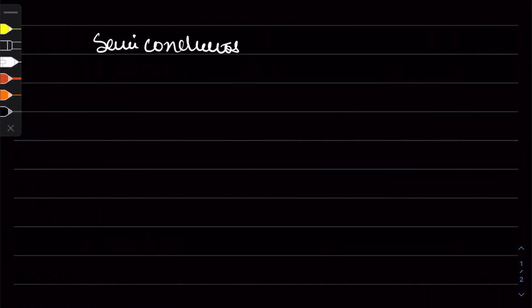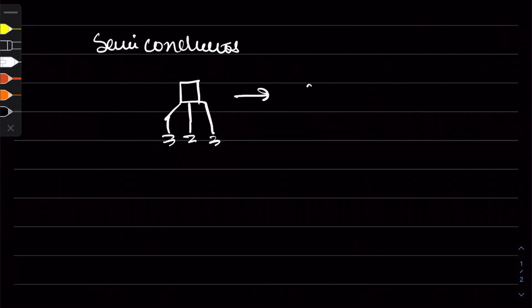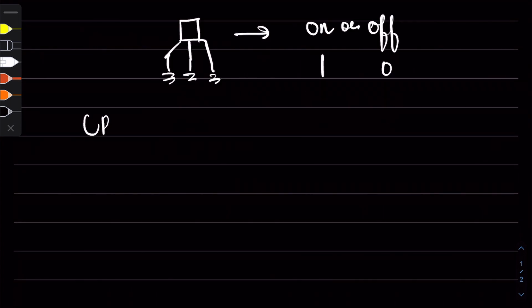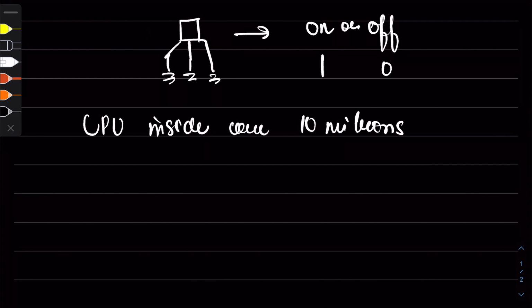Semiconductors are used throughout computers to build transistors. A transistor is a small device that can have two states, on or off. The on state is represented by 1 and the off state is represented by 0. On your computer or CPU, inside the core, there are probably tens of millions of small transistors, and these each form the bits for the computer.